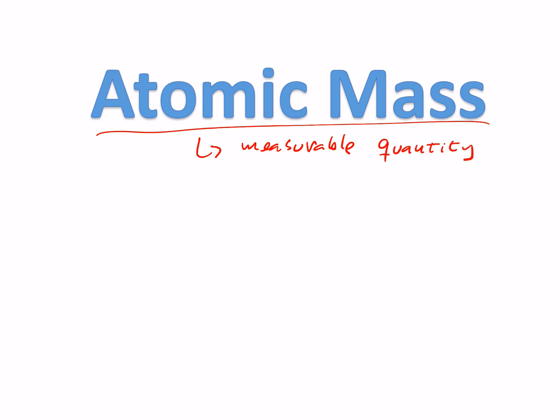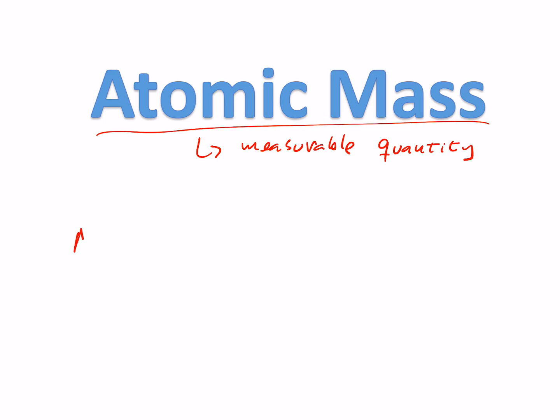This lecture is about atomic mass and how you can calculate that for any element in the periodic table, given the appropriate information. And one of the things that we have to consider here is that atomic mass is a measurable quantity, because we've been using some terms that sound familiar or similar to atomic mass.